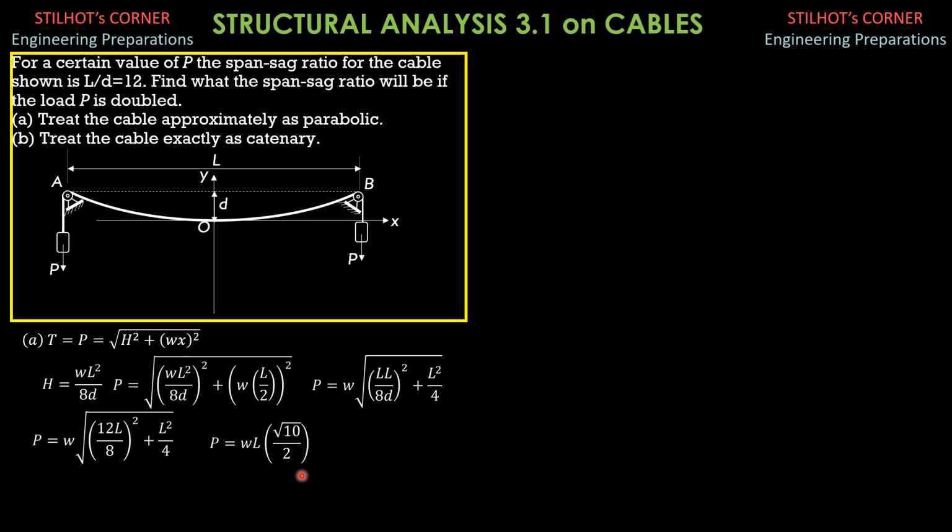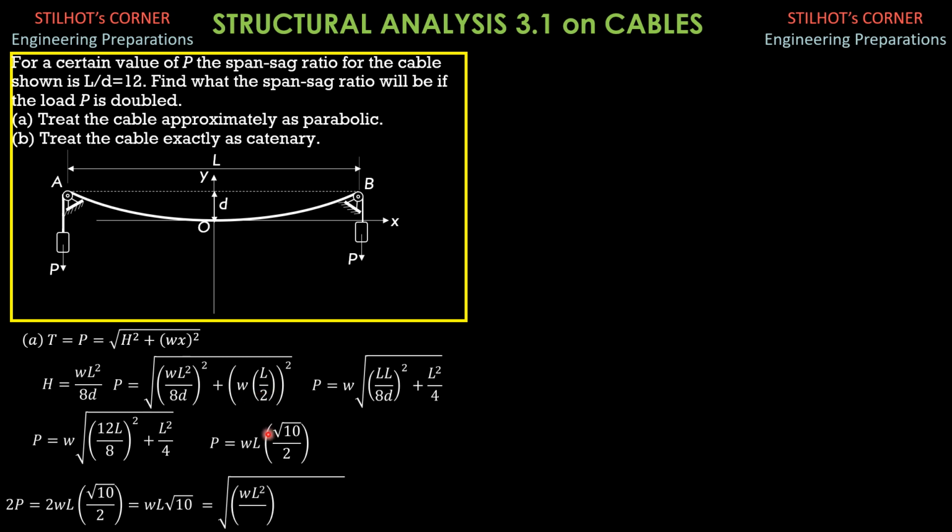Then for the second part, it is 2P, and we will call the sag this time D prime. We expect that D prime will decrease because P is doubled. So 2P is 2 times WL square root of 10 over 2, and that is WL square root of 10. Then we equate this to WL square over 8D prime. We call the new sag D prime when the tension is 2P, and this vertical component is still the same.